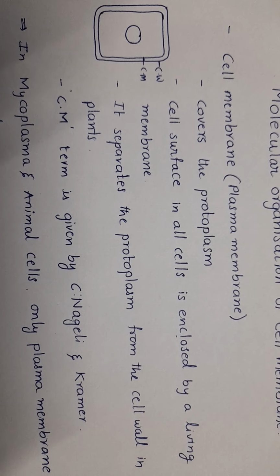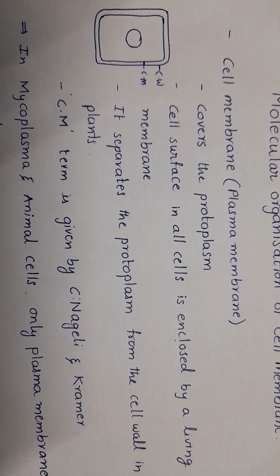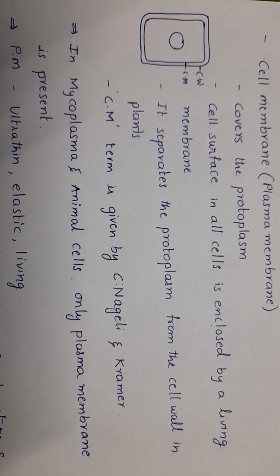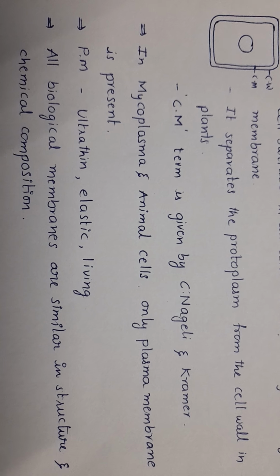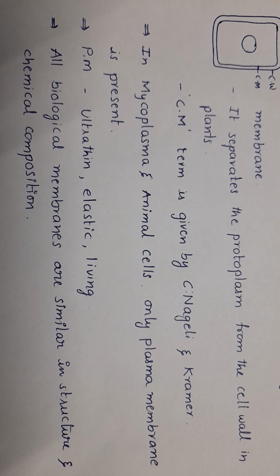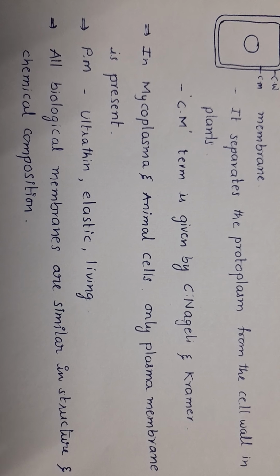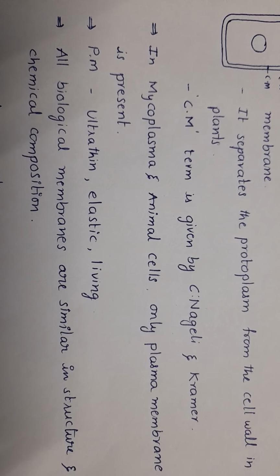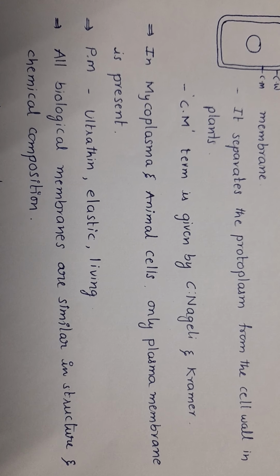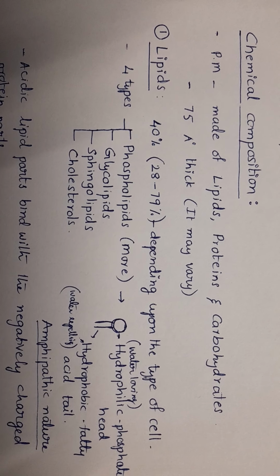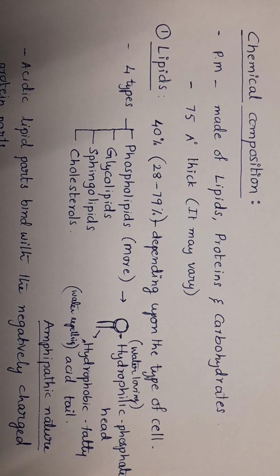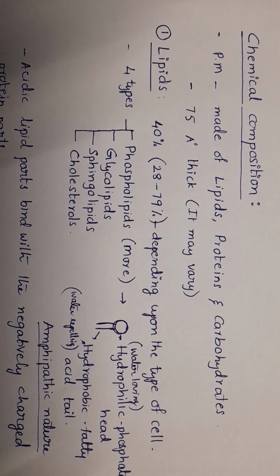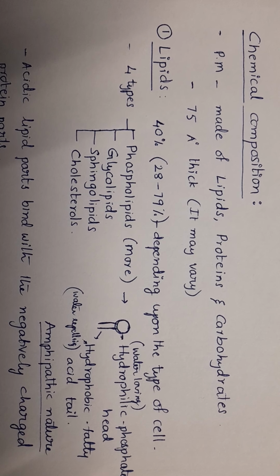The term cell membrane was given by C. Nageli and Kramer. In mycoplasma and animal cells, only the plasma membrane is present. Most of the cell organelles are enclosed by a plasma membrane. Plasma membrane is an ultra thin, elastic, and living membrane. All biological membranes are similar in structure and chemical composition. Plasma membrane is made up of lipids, proteins, and carbohydrates. Generally, it is 75 angstroms thick, but depending on the cell type, it may vary.